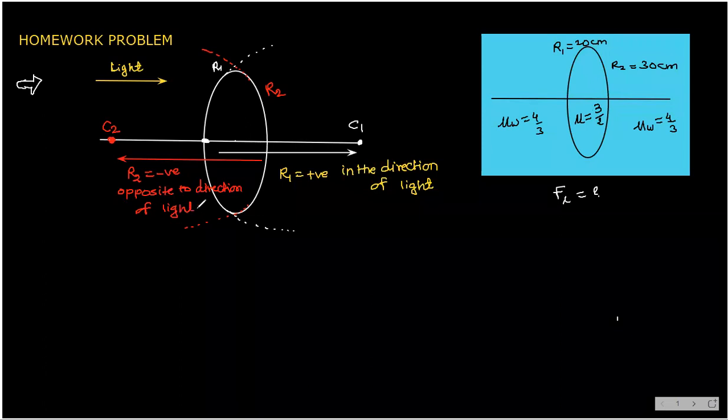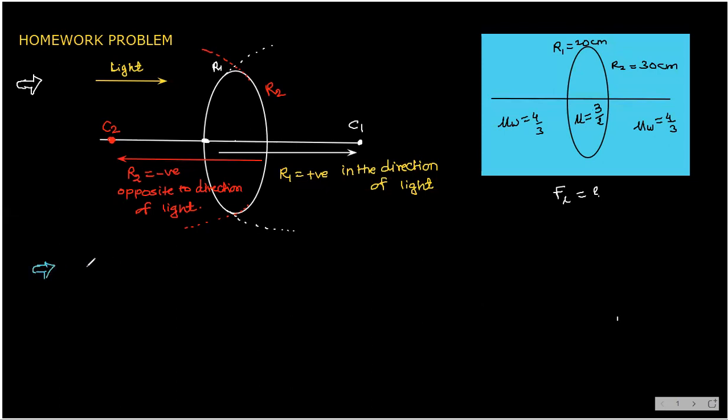So distances measured in the direction of light are taken as positive. Distances measured opposite to the direction of light are taken as negative, and that's why R2 is negative and R1 is positive. Now I think your doubt got cleared. So let's start solving the question.